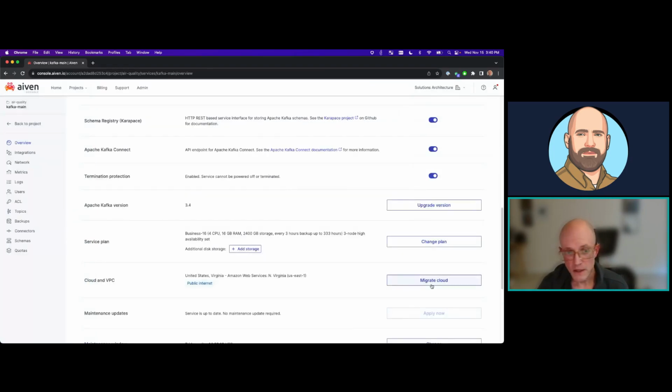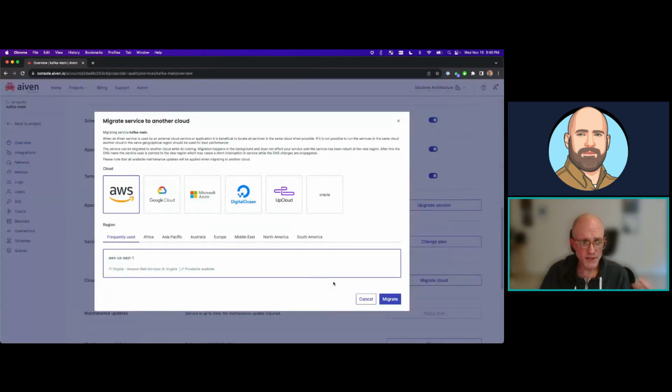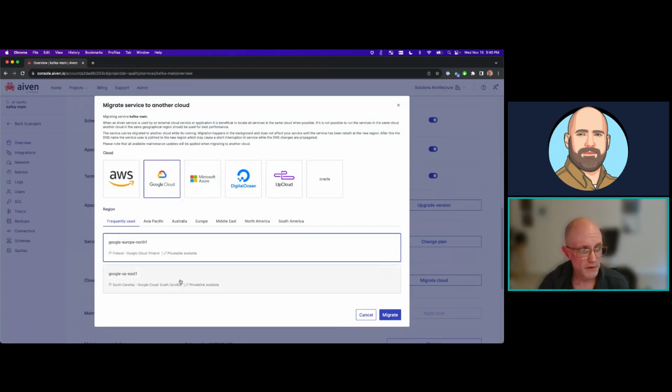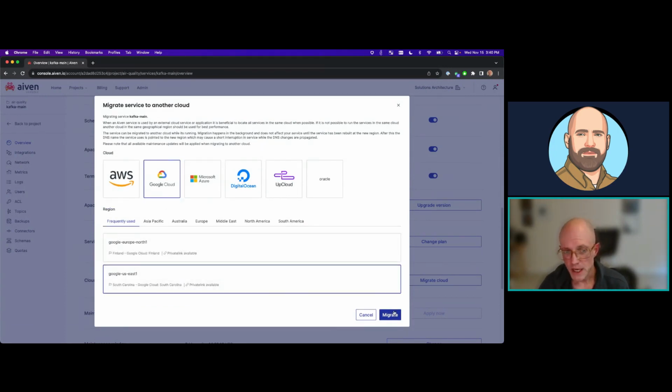Again, on migrating cloud. So if I want to move this service over into Google Cloud, it's a click of a button. I choose my region and I click migrate. Similar process is happening in the back end as it does for the change plan. 5 minutes or so later, with service availability still intact during that time, the DNS mapping happens and you're running on your new service in your new cloud.